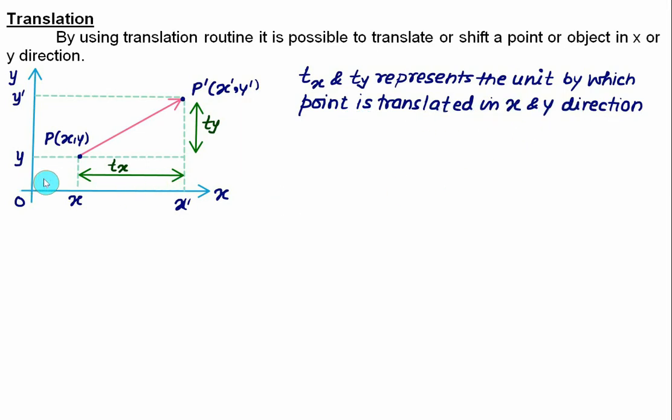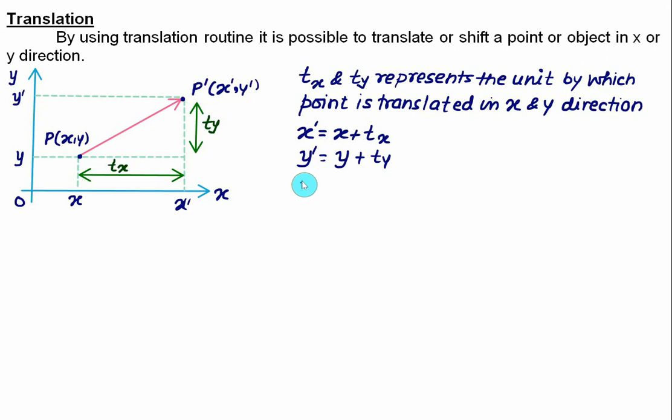This one is simple geometry. We have x prime, the coordinate of point P prime, equal to x plus tx, and y prime equal to y plus ty. So these are the three basic transformations that we have discussed. First is scaling, second is rotation, and third is translation.